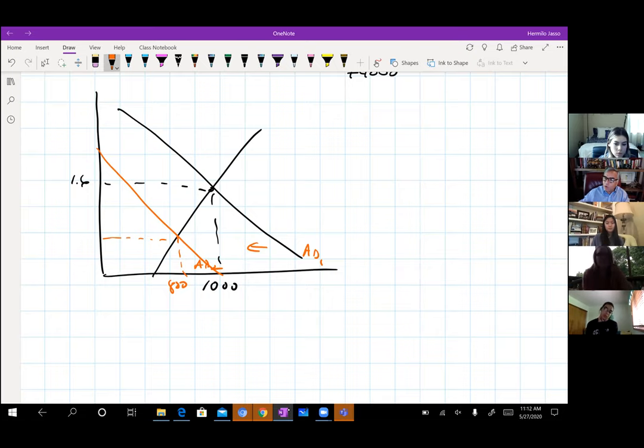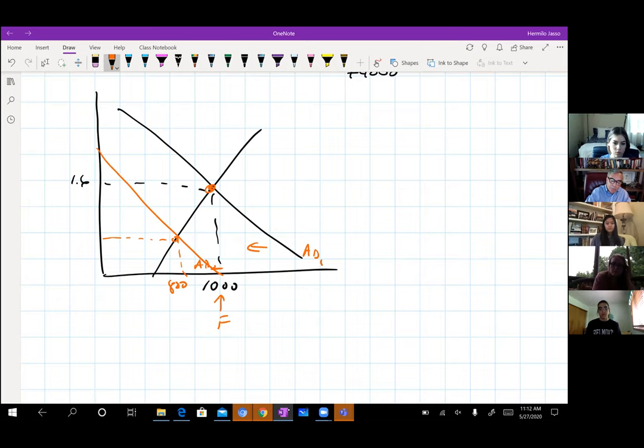So unemployment went up. So now let's assume the government looks at this situation and says, hey, we have a problem where you have high levels of unemployment. We need to stimulate the economy, all the way back to full employment. This is full employment, 1,000. This is where we need to go, where we used to be.